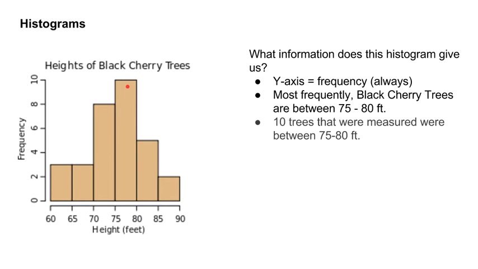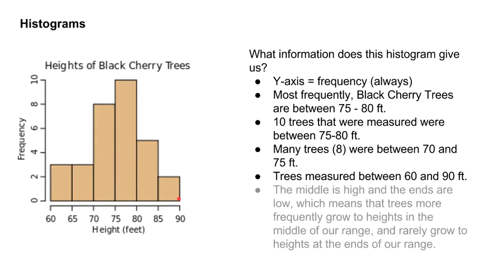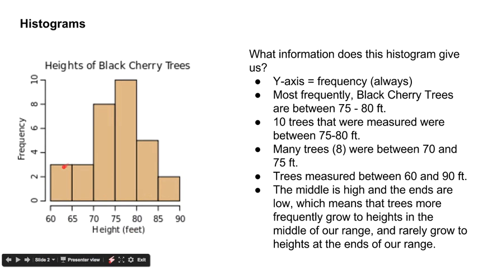And in fact, we can tell how many in our sample were between 75 and 80 feet. 10. There were 10 black cherry trees between 75 and 80 feet. There were also many trees between 70 and 75 feet. There were 8. We know that in total the trees measured at its lowest 60 and at the highest 90. And we see that the middle is high and the ends are low. So that means that more frequently, black cherry trees tend to grow between 70 and 80 feet tall and rarely grow to heights that are at the far ends of our range, 60 to 65, 85 to 90. It doesn't happen very much, but it does happen.